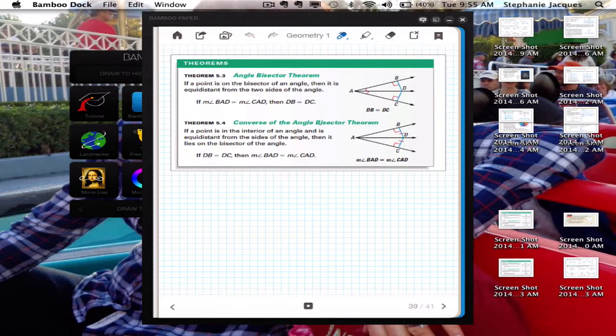The converse of the angle bisector theorem is this. If a point is in the interior of an angle and is equidistant from the sides of the angle, then it lies on the bisector of the angle. So if DB is equal to DC, then the angle of BAD and CAD will therefore be congruent. So measurement of BAD is equal to the measurement of CAD.